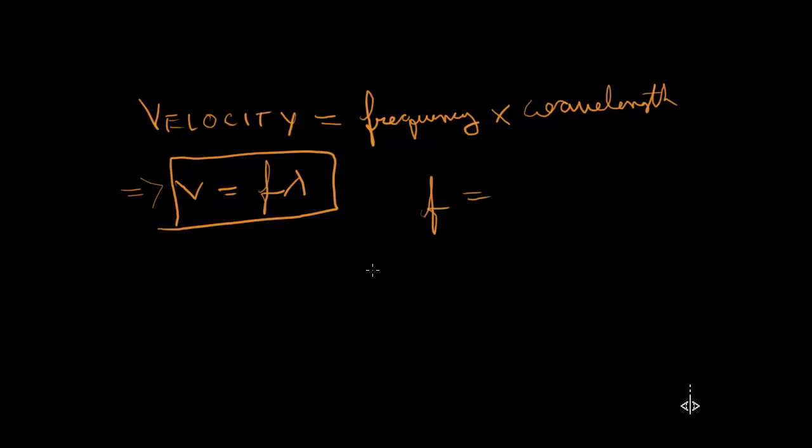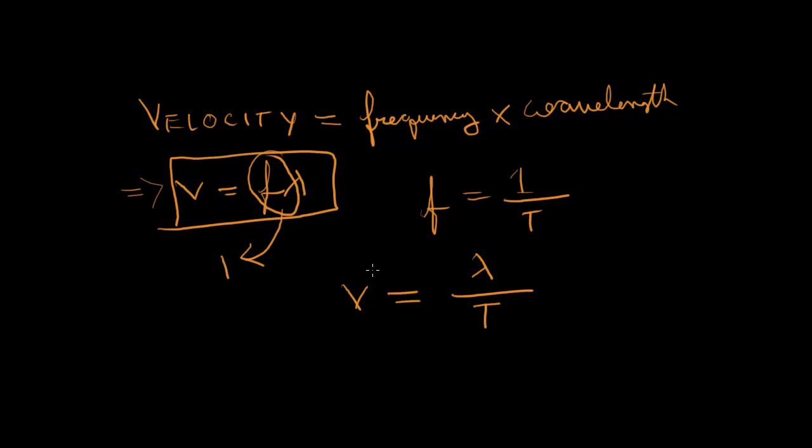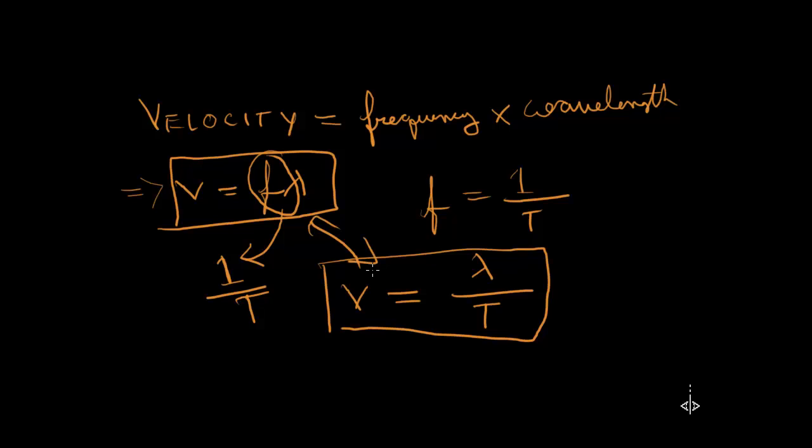Now we also know that F is equal to 1 by T, remember? So we can also write V equal to lambda by T. We are just replacing the F, that is the frequency, with the reciprocal of the time period, that is 1 by T. That's it. This is not something different. This is the same one as this one.